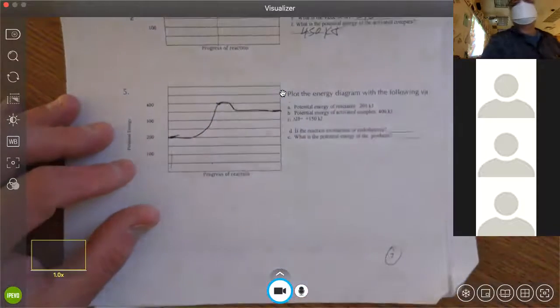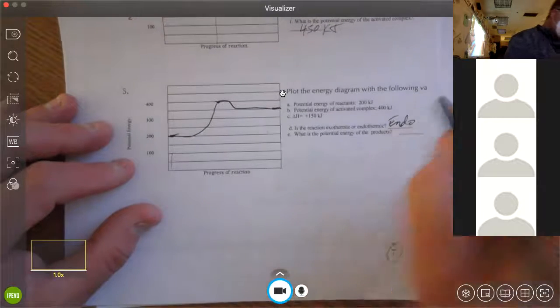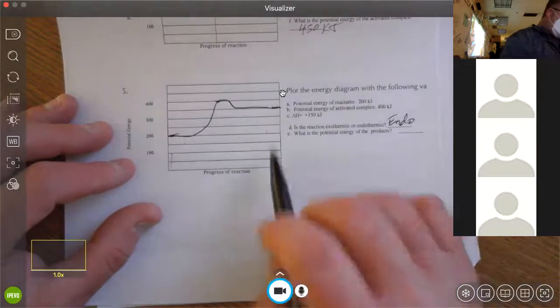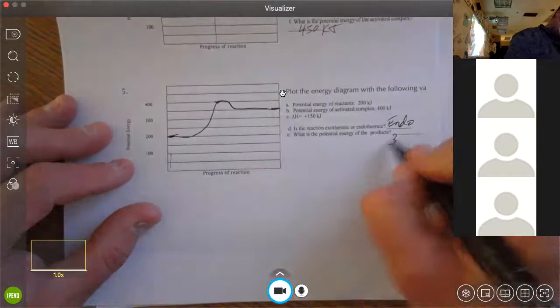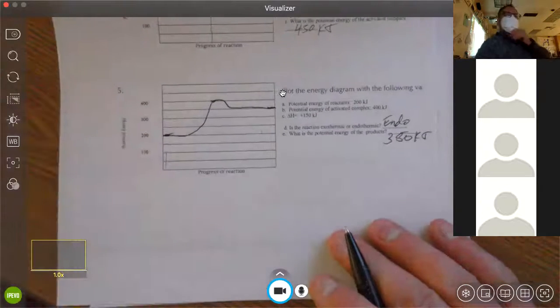Boom. Endo or exo? Since delta H is positive, that is endo. What is the potential energy of the products? That is 350 kilojoules. Boom.